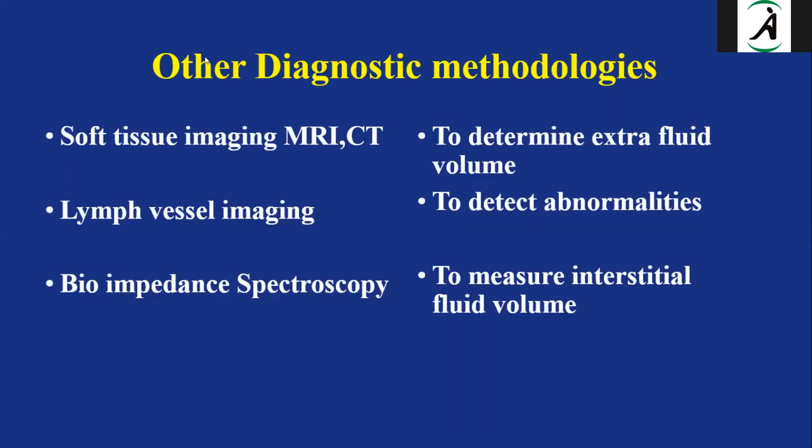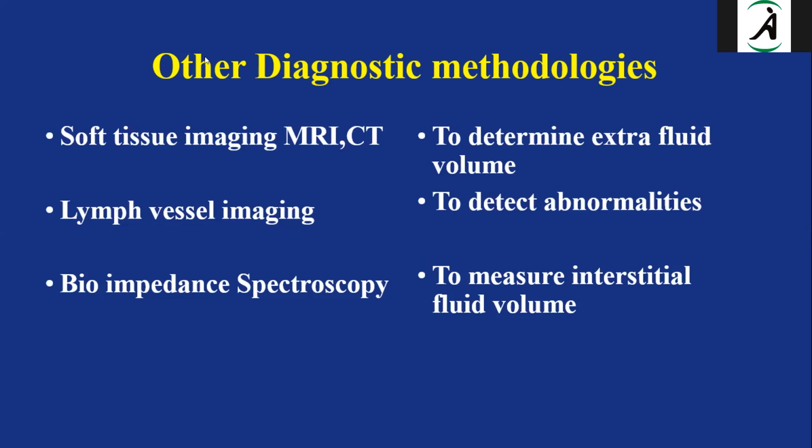So what are the other diagnostic methodologies? One is soft tissue imaging, MRI and CT, you can do that. If you do soft tissue imaging, you are able to determine extra fluid volume. Then lymph vessel imaging, so you are able to detect the abnormalities. And the third one is bioimpedance spectroscopy, you are able to measure the interstitial fluid volume.